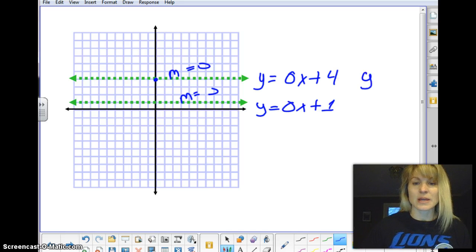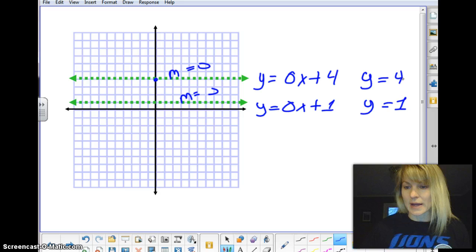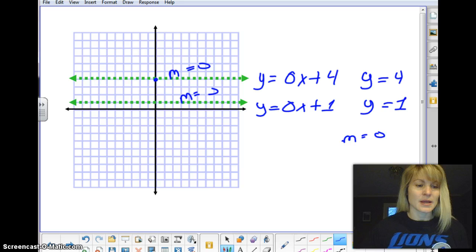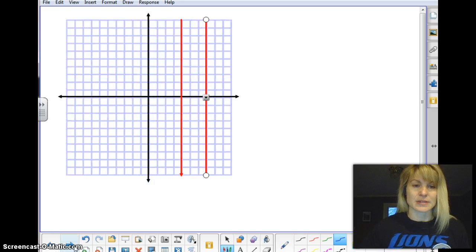So very simply, when you have two horizontal lines, the equation should always just be y equals a constant, and you should know that these have a slope of 0. So these have to be parallel, okay, when they're in this state. All right, so let's look at the opposite.